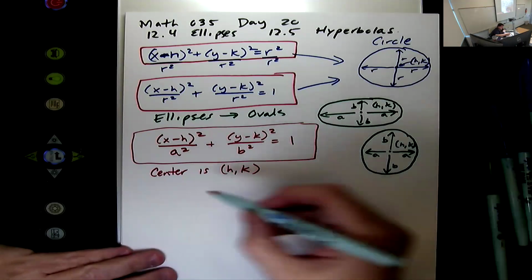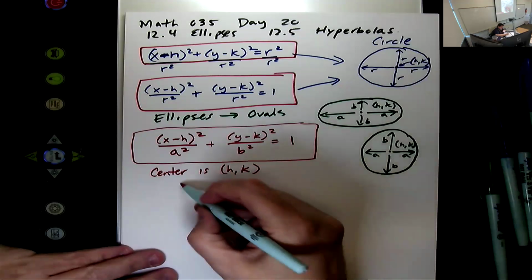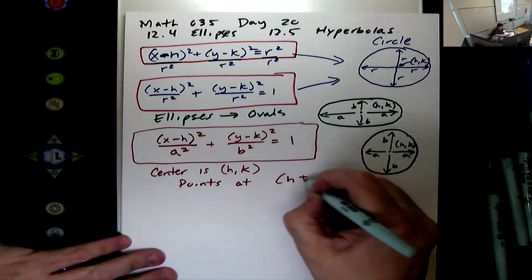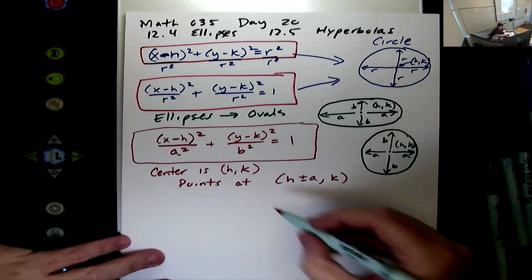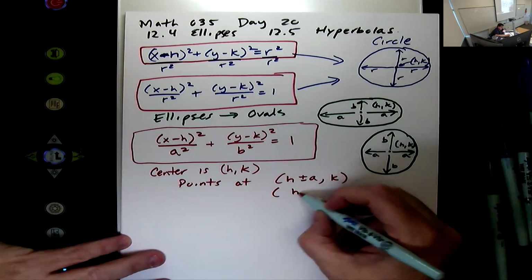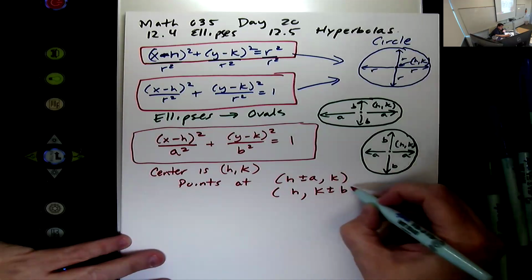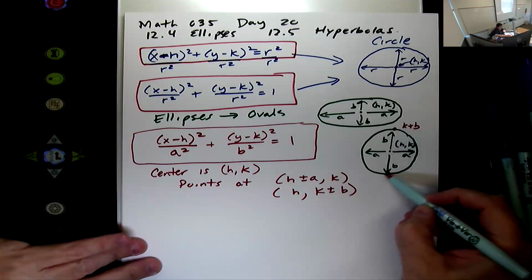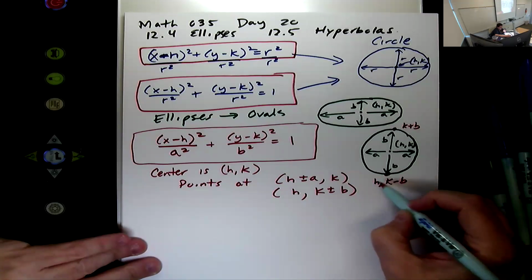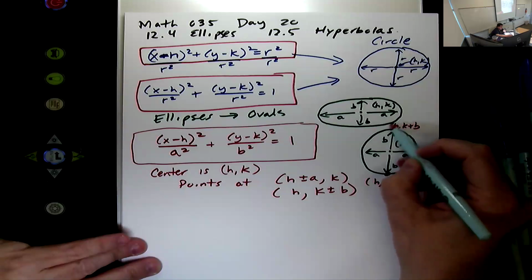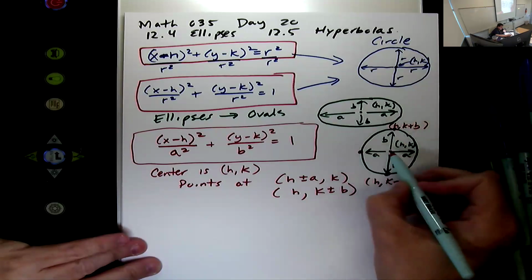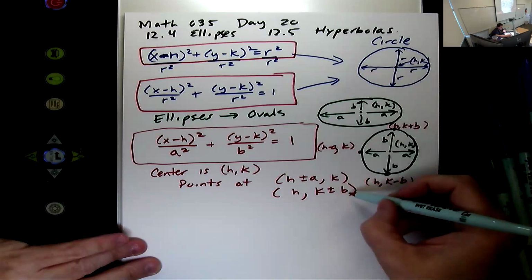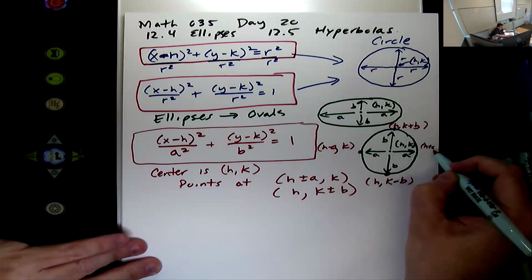And we'll have points at (h plus or minus a, k) and (h, k plus or minus b). Like up here is k plus b, down here is k minus b, but we still have the h. This point is left, so we have h minus a. And you don't need to memorize these, but just show them what they are.